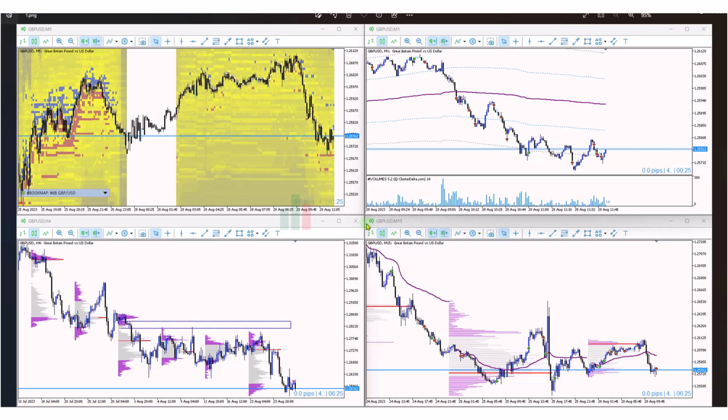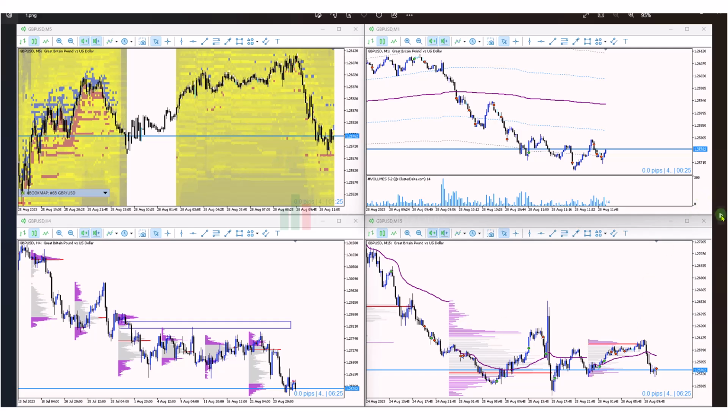So I use this as a TP because this is a potentially dangerous area of maybe reversal or continuation. So if something is dangerous, I don't want to be in the trade.